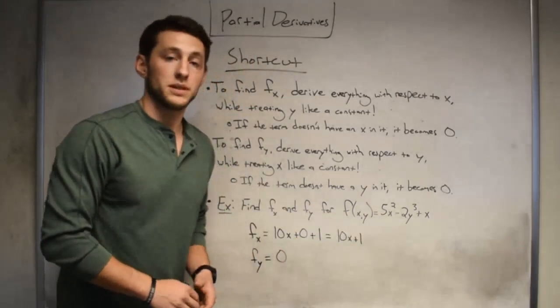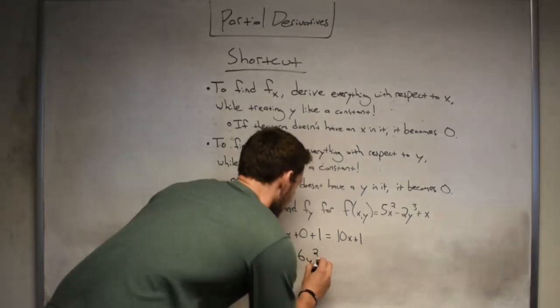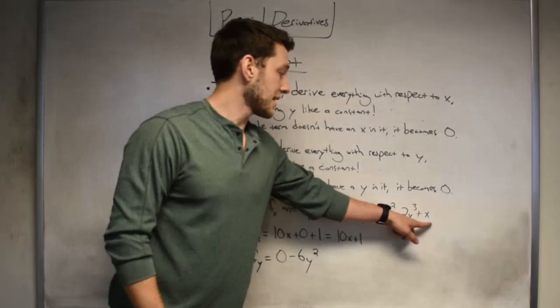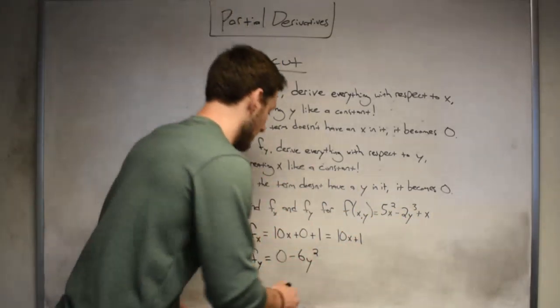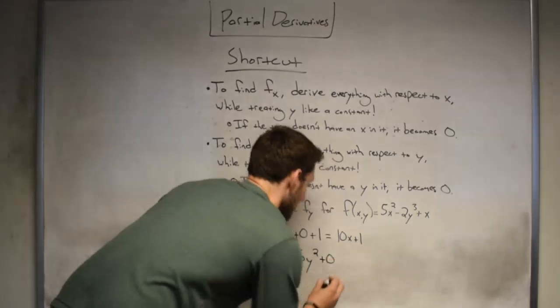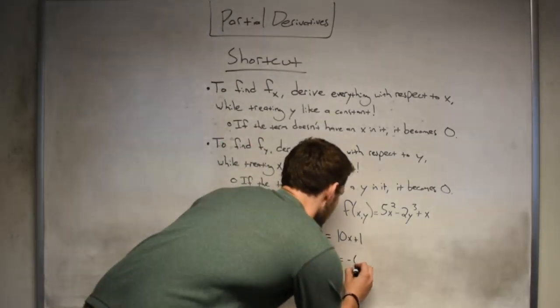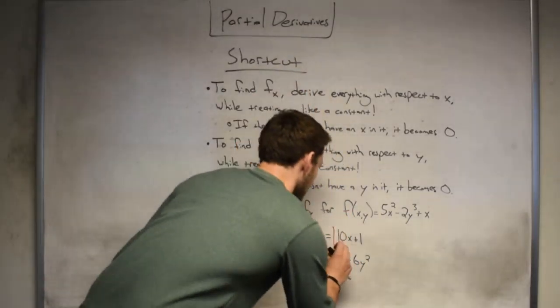Minus 2y cubed, we derive regularly. Becomes minus 6y squared. And then last but not least, we recognize x does not have a y in it, so it's no better than a constant, so that also becomes 0. Leaving me with negative 6y squared as my answer for f sub y.